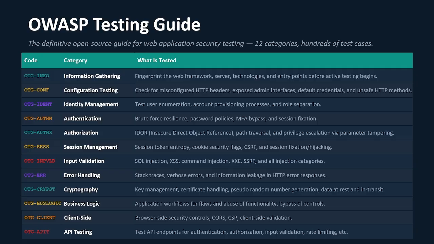So there's information gathering, where you fingerprint web frameworks, servers, technologies, and entry points. There's configuration testing for misconfigured HTTP headers or exposed admin interfaces. And all of this is going to be web technologies. So it is part of penetration testing, but OWASP focuses more on the web and connected services.